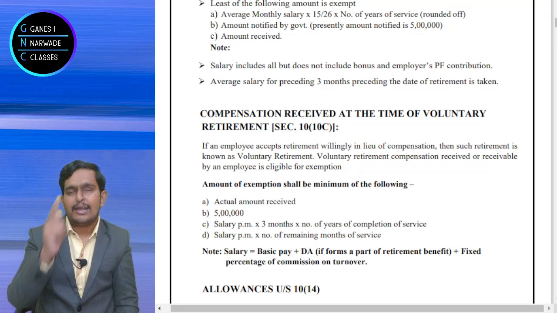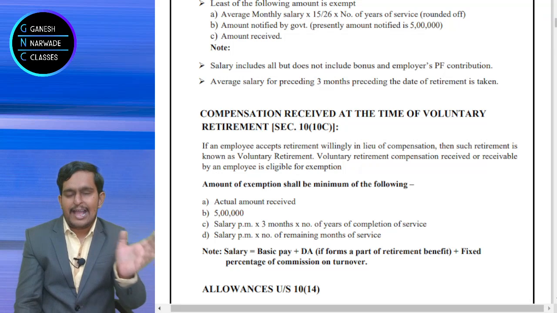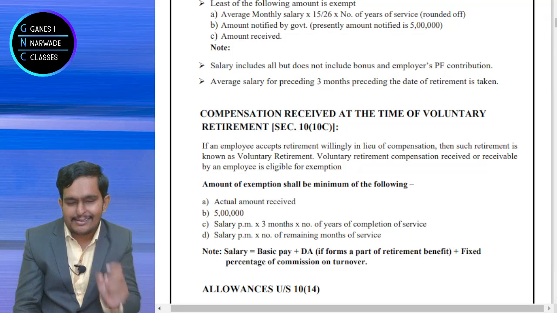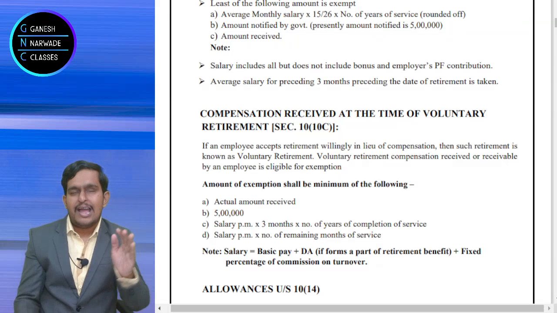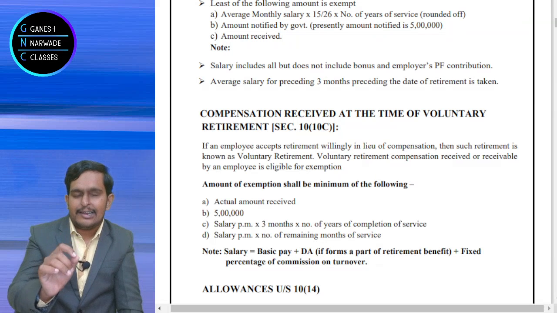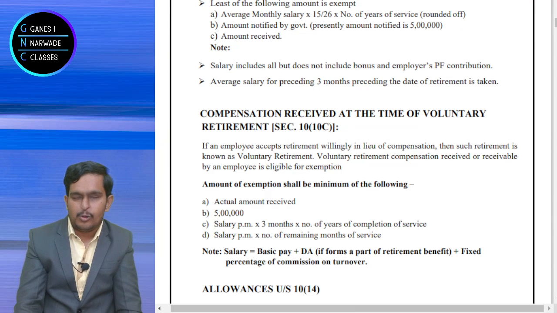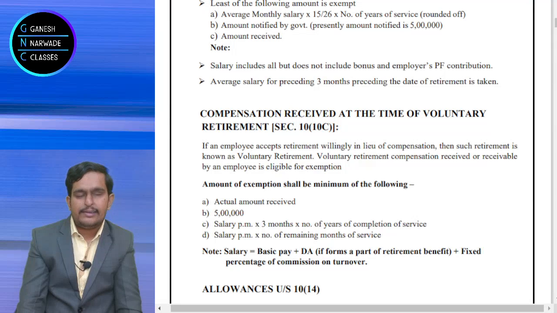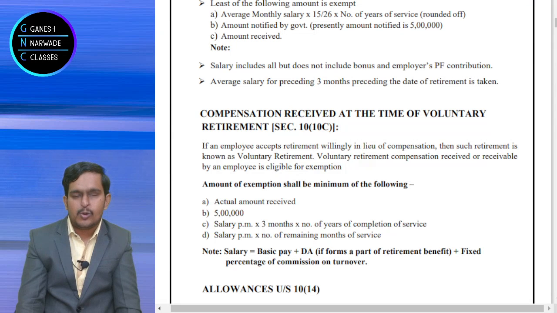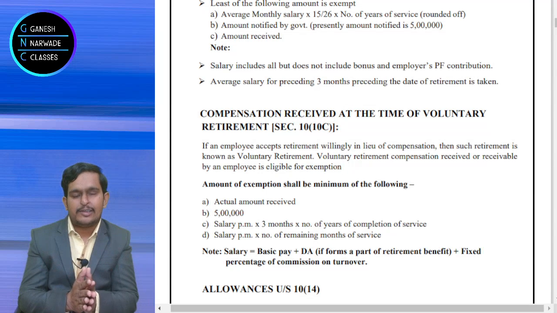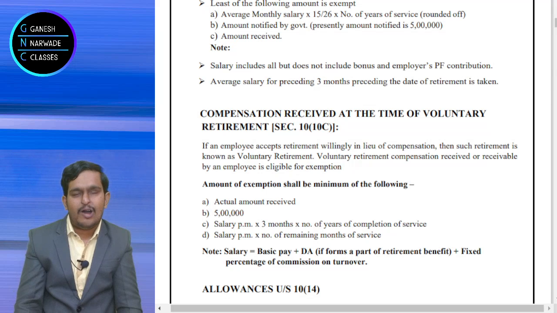So voluntary retirement compensation, what I said, take actual voluntary retirement compensation less least of the following four: the first one is actual VRS, second one is 5 lakhs rupees, third one is salary per month into 3 into completed years of service, fraction ignored, and fourth one is salary per month into remaining period of service. This way we should remember each and every topic I tried to convey to you. Are you all clear?